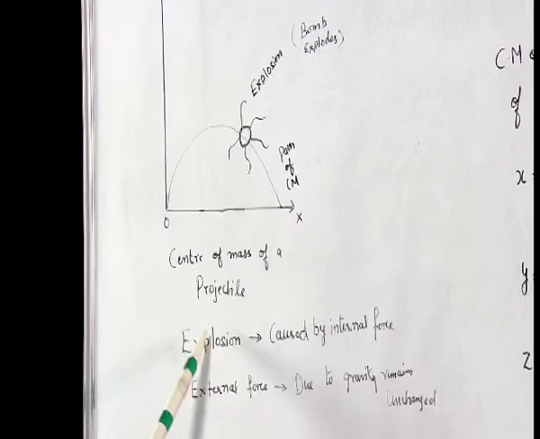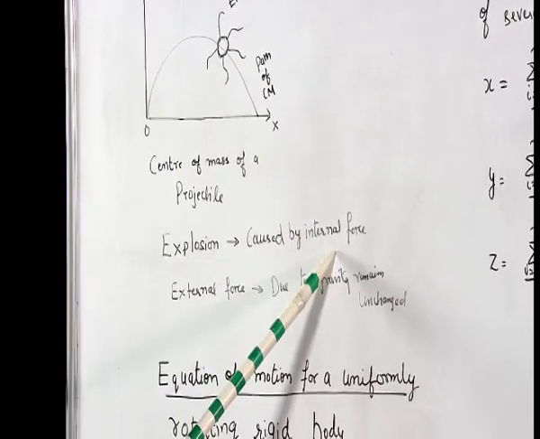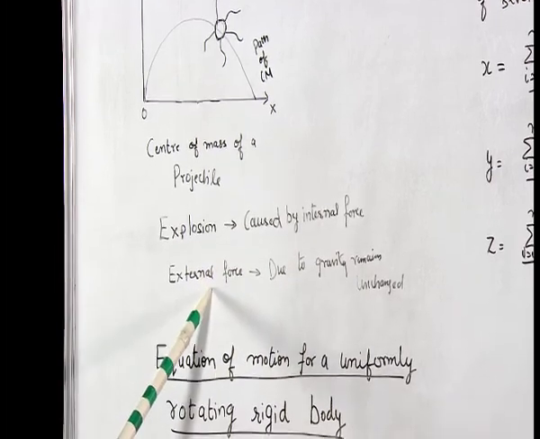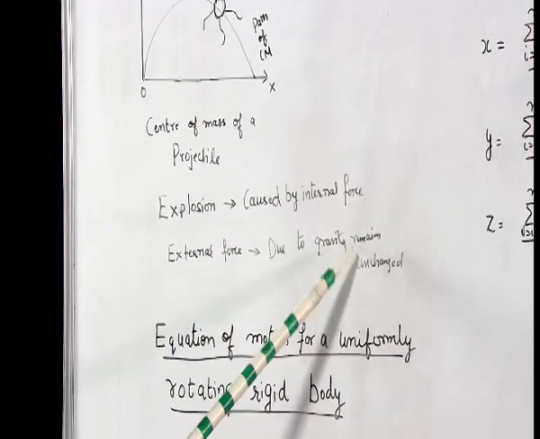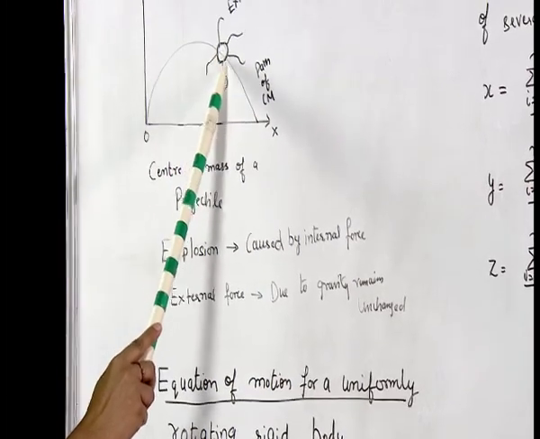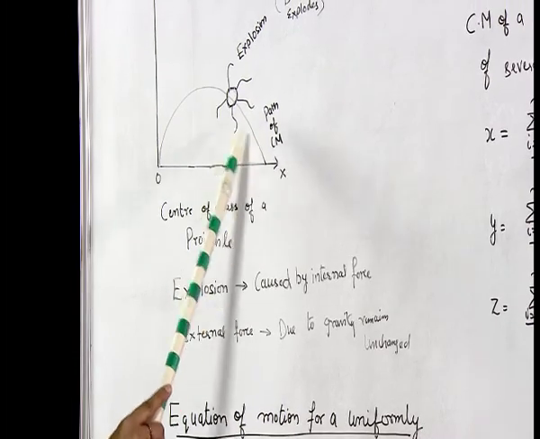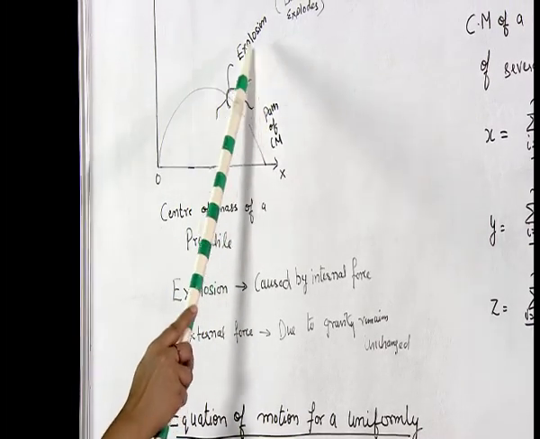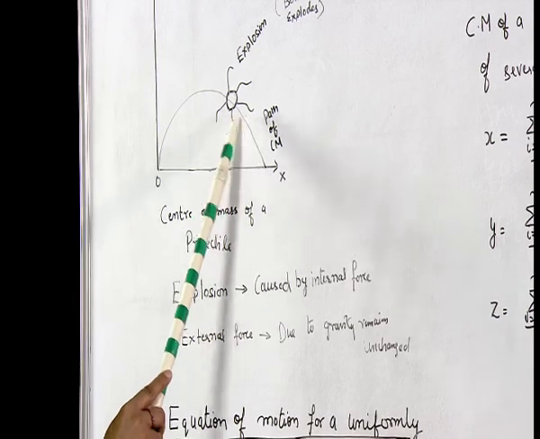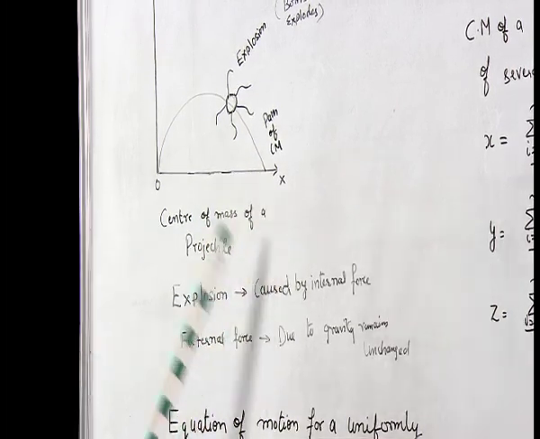Here, there are 2 points to be noticed: the explosion is caused by the internal force, while the external force due to gravity remains unchanged. Therefore, the path of the Cm, that is the center of mass, remains the same, that is a parabola in case of the projectile motion, even though the particles are distributed here and there in the air.